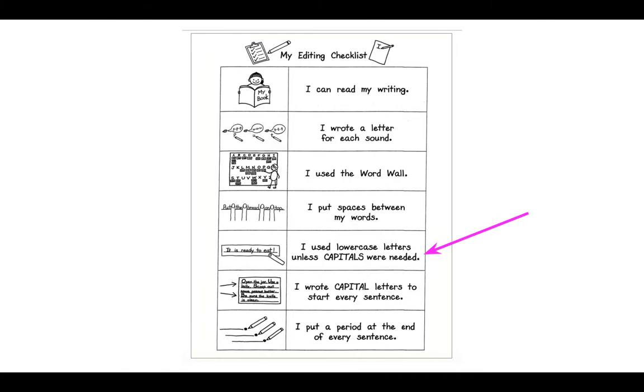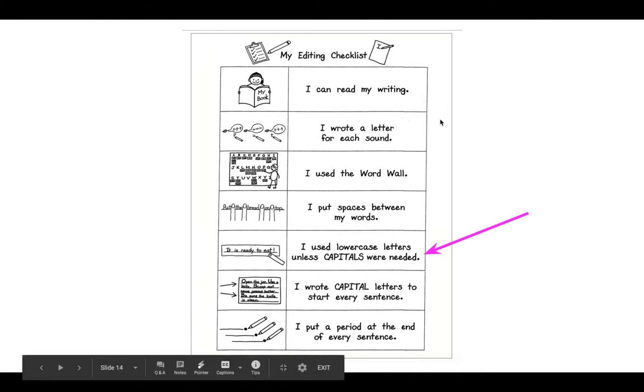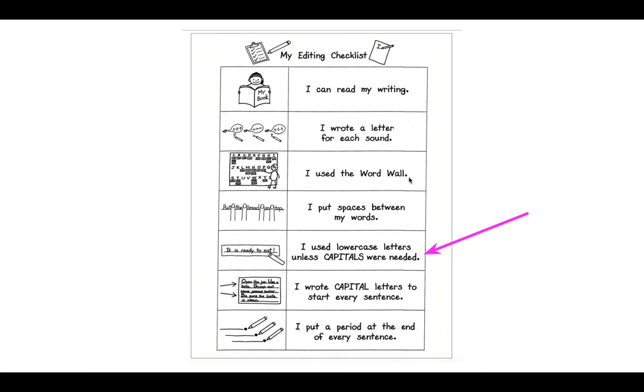You know, you need to be able to read your writing, to write letters for the sounds. We don't have a word wall because we're not in person, so you don't have to worry about this one. But we do put spaces between our words. You can see all the little fingers putting spaces between your words, using lowercase letters, unless capital letters are needed, writing capital letters to start every sentence, and then putting a period at the end of every sentence.